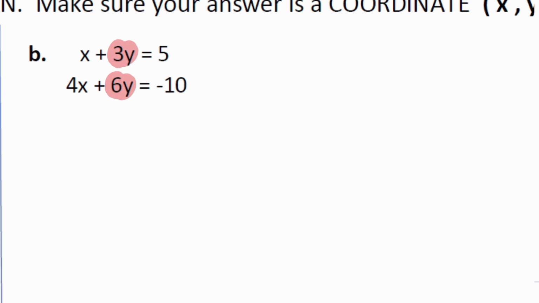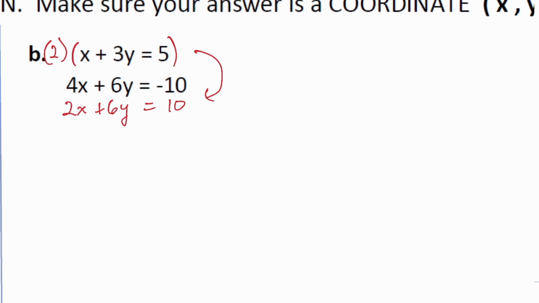Well, no, you know what? I haven't shown subtraction yet. I'm going to go ahead and show multiplying by 2 and show you what that looks like. So let's go ahead and multiply by just 2 this time. So I'm going to take this and multiply the whole thing by 2. So underneath, I'm going to, again, rewrite below. I'm going to have 2x this time plus 6y is equal to 10.